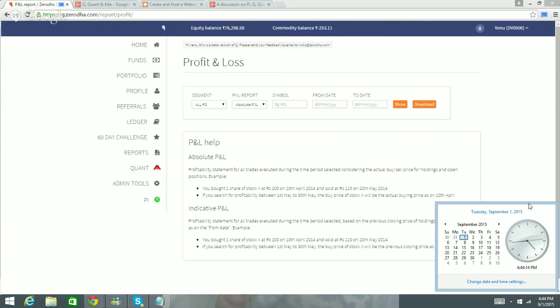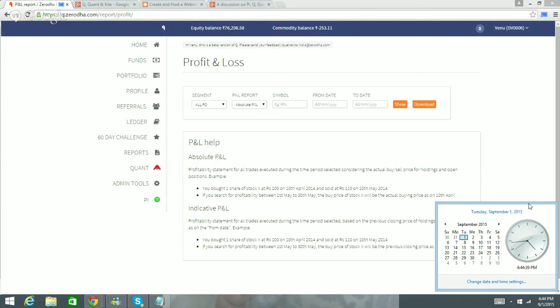Right. So Anil, which one would you consider as your PNL? If you have to look at PNL, okay. But there are people who also want to see indicative, right? They just want to see what happened to my account from this time to this time. Most brokers out there give you only absolute P&L. So indicative P&L is what we have given over and above that, right?